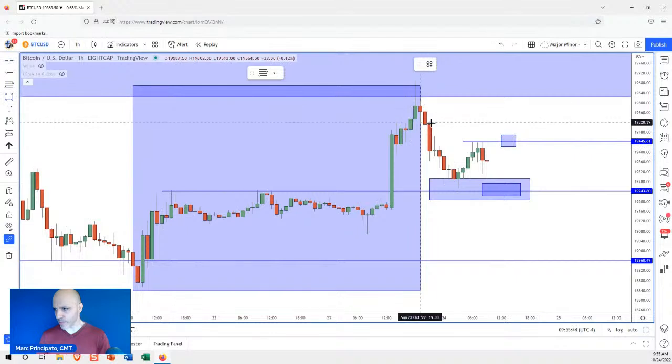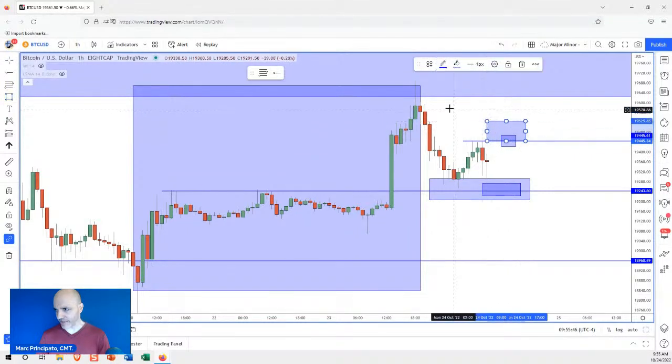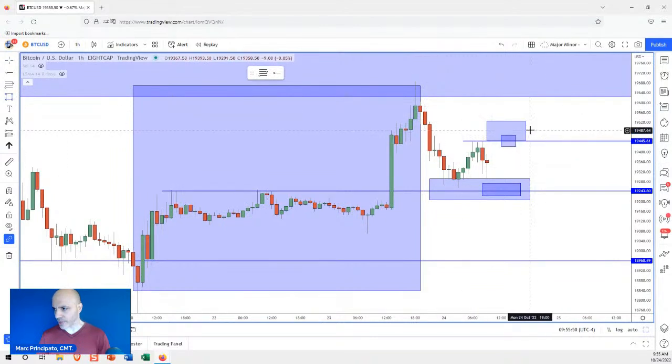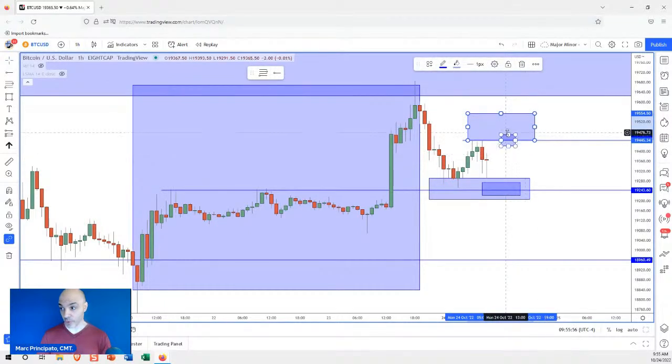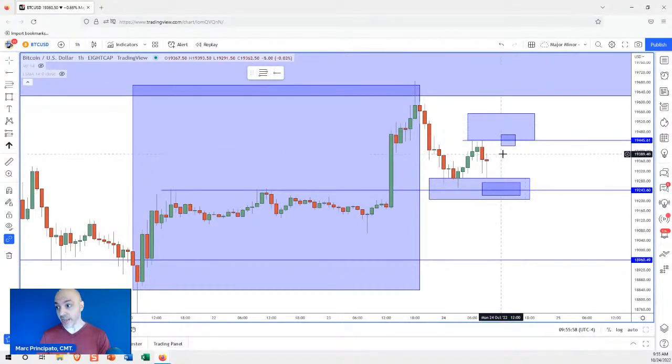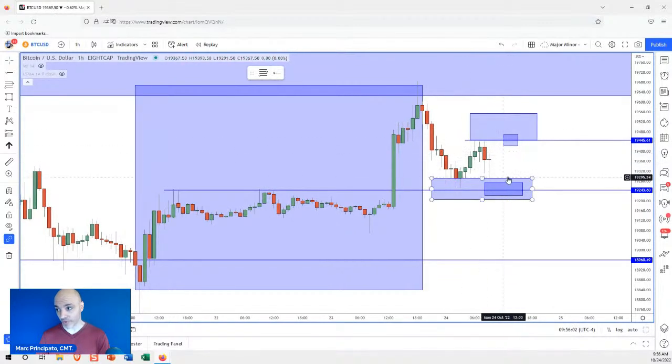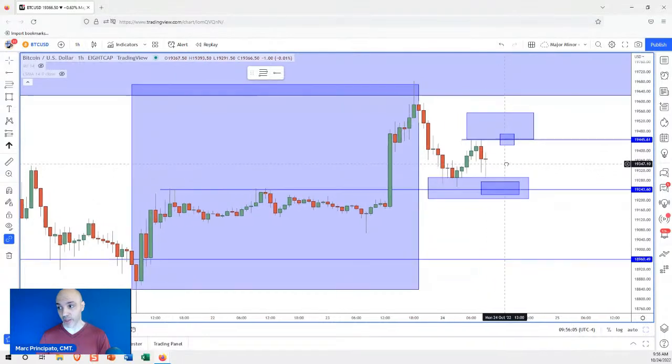19,450 area. This basically coincides with the 19.5. What's this high over here? 19.6. So basically, this zone becomes your resistance zone. And that's a place for new potential shorts if you get a signal there. It's also a place to take profits for your longs if you have an intraday long off of this signal that's trying to develop right now.